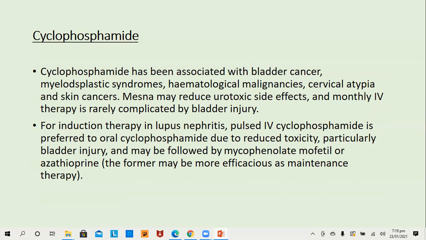For induction therapy in lupus nephritis, pulse IV cyclophosphamide is preferred to oral cyclophosphamide because of reduced toxicity, particularly bladder injury, and it is soon followed by mycophenolate mofetil or azathioprine. The former is more efficacious in maintenance therapy as compared to azathioprine. So it is better to change to mycophenolate mofetil in severe nephritis.